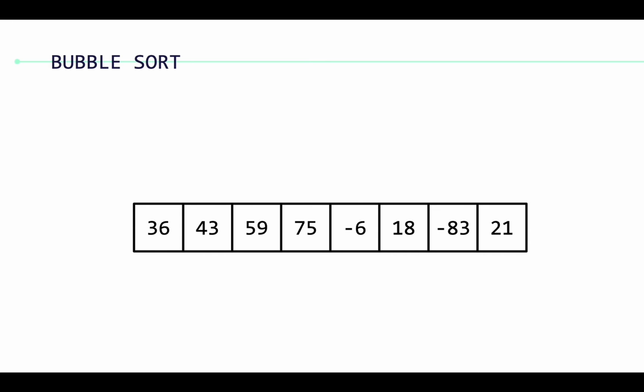I will demonstrate the procedure of the bubble sorting algorithm step by step. Here we compare 36 and 43, and we can see that 36 is smaller than 43, so we keep their position. Continue, we will compare 43 and 59, and we can see that 43 is already smaller than 59, so we do nothing and move on. Here we can see that the pair of 59 and 75 are already in the correct position, so we move on.